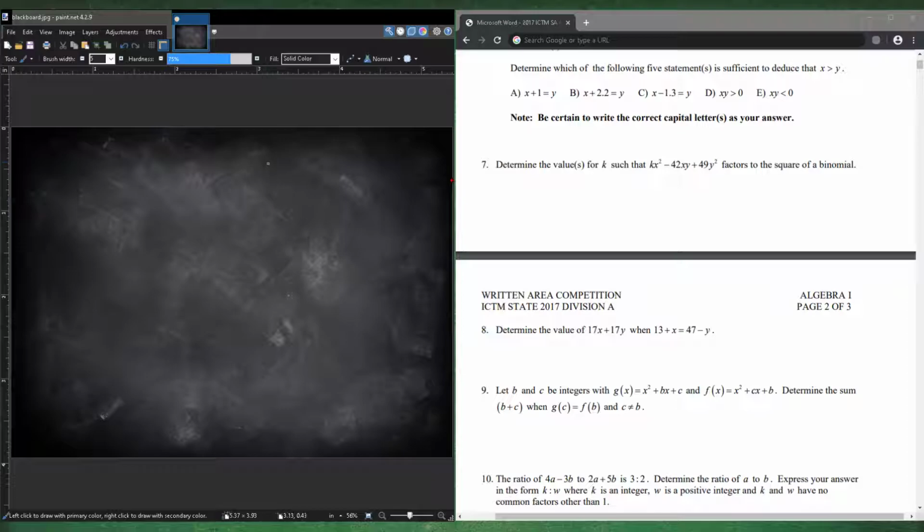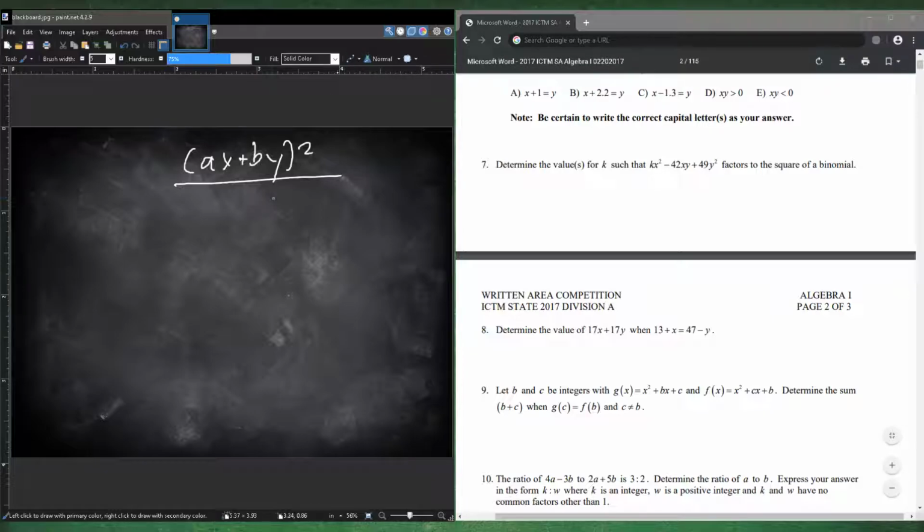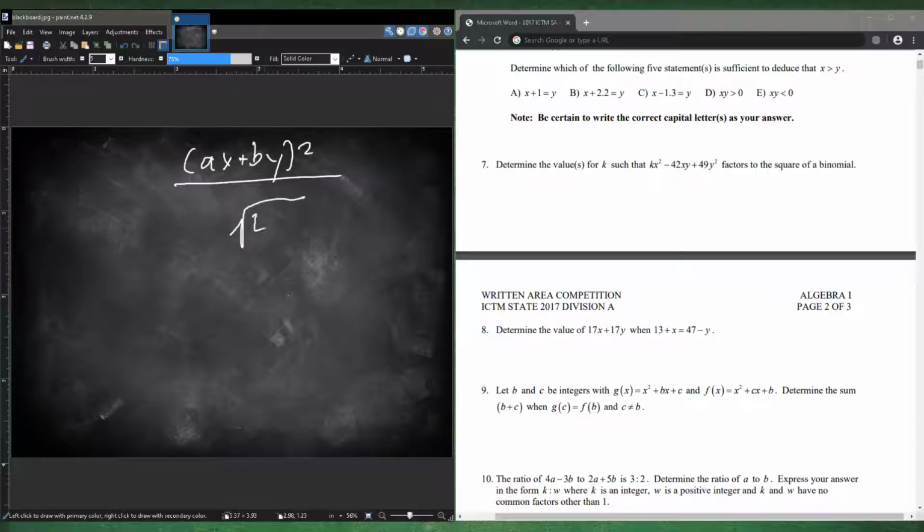So since it has to be a binomial, it's got to be in the form like ax plus by squared. If it's in this form, we just have to take the square root of the squared terms. So that's x squared and y squared. Since we don't know what x squared is, let's just do the y squared. So the square root of 49y squared is just 7y. So we don't know if it's plus or minus.